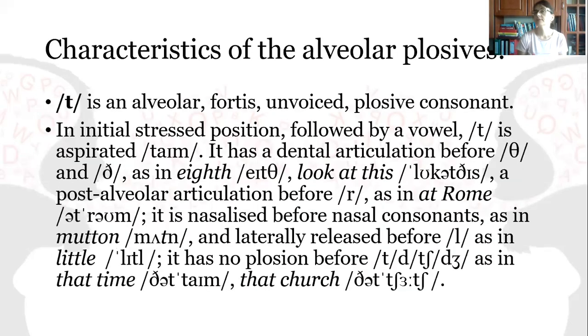Now let's get to the characteristics of the alveolar plosives, and let's start with t, which is an alveolar fortis unvoiced plosive consonant. In initial stressed position followed by a vowel, t is aspirated, as in time. It has dental articulation before th and v, as in eighth. Look at this. A post-alveolar articulation before r, as in at Rome. It is nasalized before nasal consonant, as in mutton, and laterally released before l, as in little. It has no plosion before t, d, ch, g, as in the time, the church.